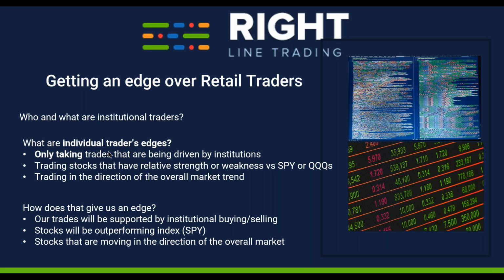So basically, my methodology is I'm only taking trades that are being driven by institutions. When I find a stock prospect on the scanner, I look to see if the Compass system is supporting it. And then I'm going to trade stocks that have relative strength or relative weakness. I can use the scanner to come up with those, and then I can compare that to the Compass system and make sure that the Compass system is telling me that the institutions are in there with it. And then I only trade in the direction of the overall market trend.